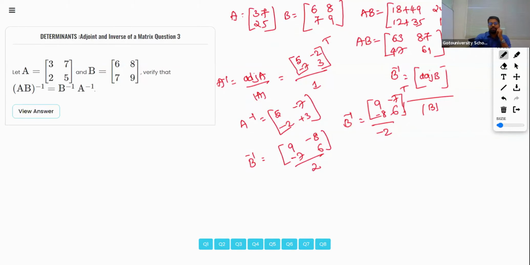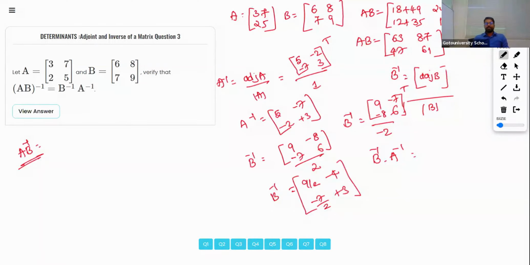Now we have to calculate B inverse into A inverse. So this has to be 9 by 2, minus 4, minus 7 by 2, plus 3. This is going to be a lengthy process, so let's see if you can get the product. After that, you have to find the inverse of this as well, right? So the inverse of AB is going to be a very tedious process. I'll show you the solved example in the answer so that I don't have to write all of them here. You can just observe the steps.